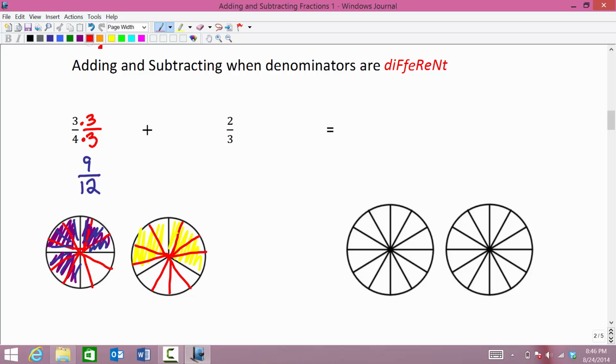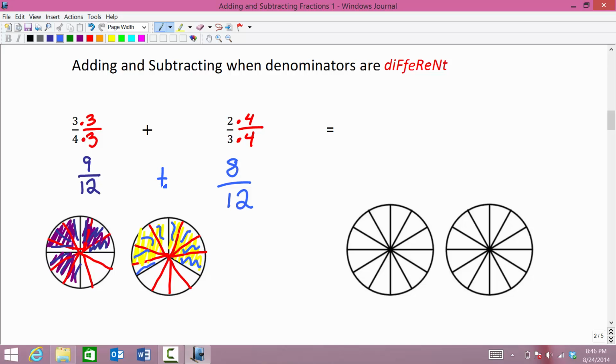On this side, I'm going to multiply by 4 on the top and the bottom. I'm not changing the value of the fraction because I am multiplying by 4 over 4, which is the same as 1. And now I have 8 over 12. And that's saying I have 1, 2, 3, 4, 5, 6, 7, 8 size pieces out of the 12. Equal size pieces out of the 12.